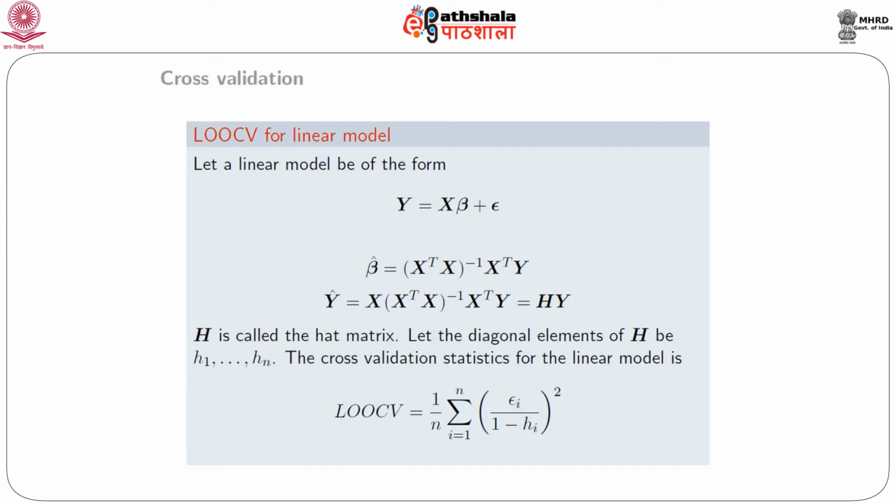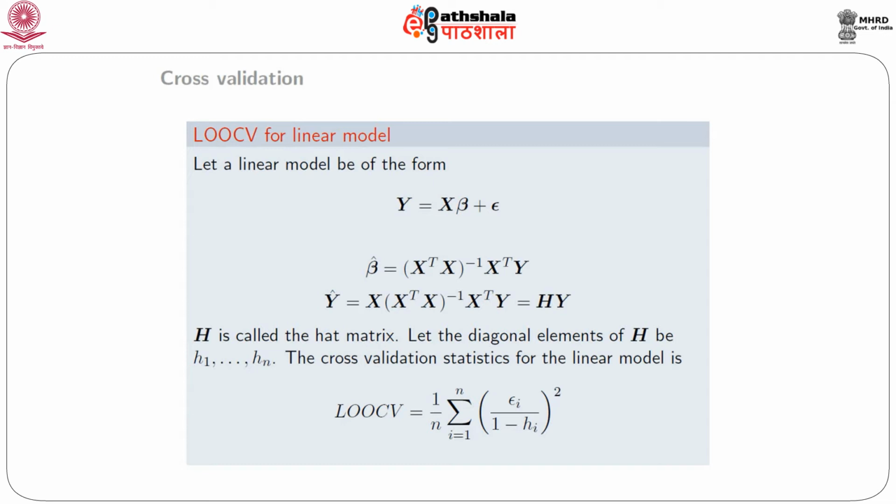So, if we assume a linear model of the form y equals X beta plus epsilon, then beta hat is (X prime X) inverse X prime y, while the fitted values y hat is Hy, which is X (X prime X) inverse X prime y. The matrix H, which is X (X transpose X) inverse X transpose, is called the hat matrix, and we are interested in the diagonal values of the hat matrix.